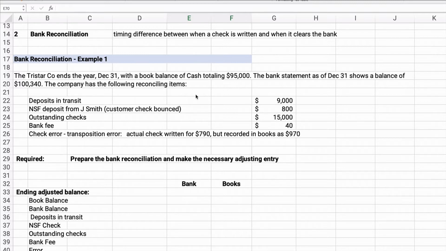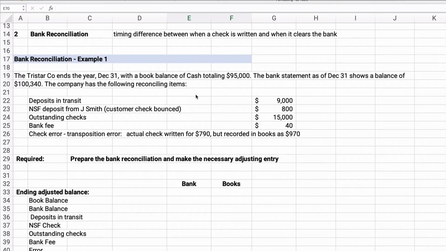There's deposits in transit. Deposits in transit are deposits that we have made that haven't cleared the bank yet. Usually that takes a day. Sometimes it could take several days. So we make a deposit, and then it shows up in the bank sometime later.